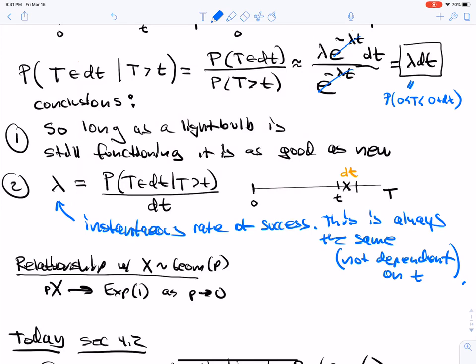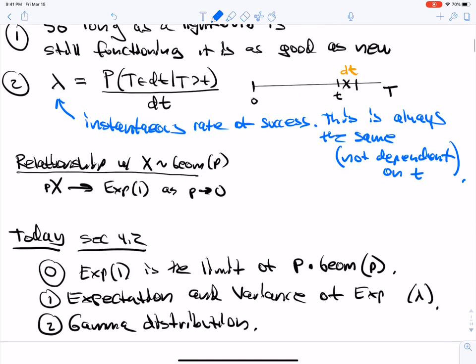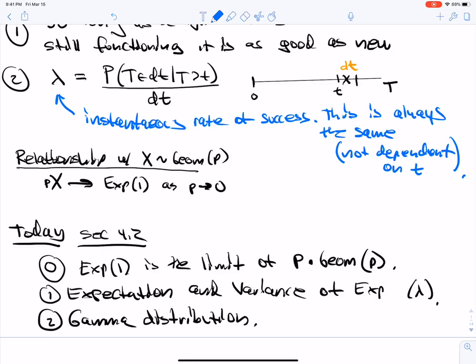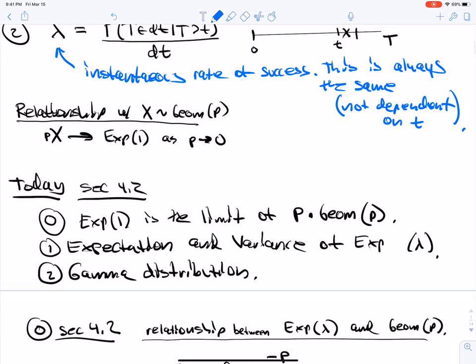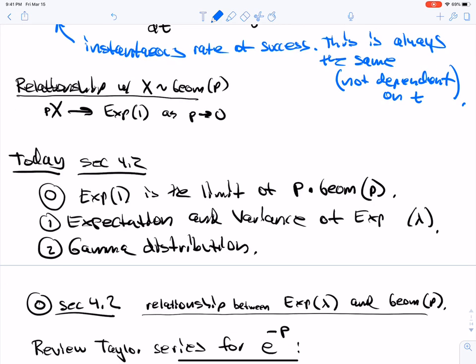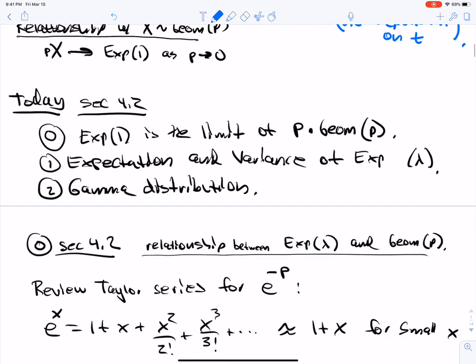Notice that lambda is not dependent on t here, and so lambda is the same for any t, and so lambda is just a constant rate for your process. So we also looked at a relationship of x being geometric p. So px converges to exponential 1 as p goes to 0. Now, today we'll continue to talk about that. And furthermore, we'll talk about the expectation and variance of exponential lambda and the gamma distribution.